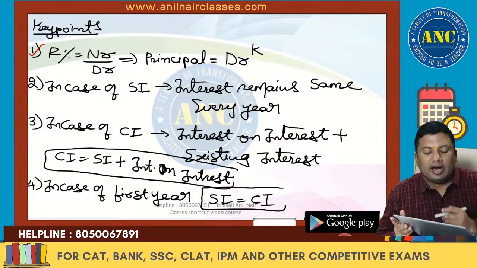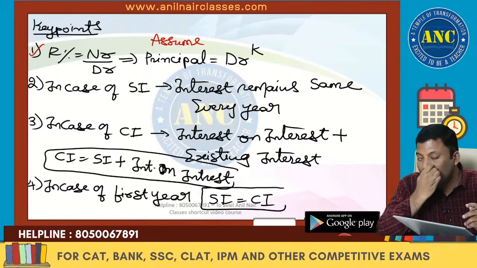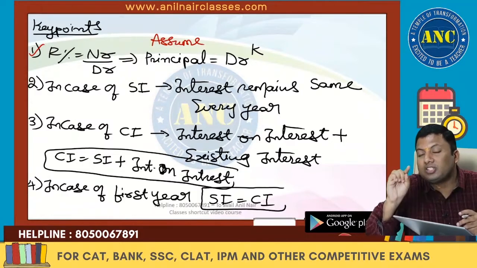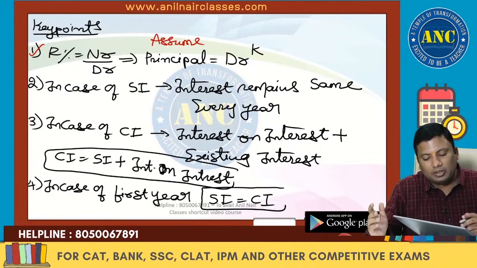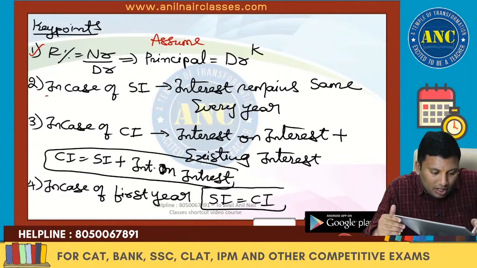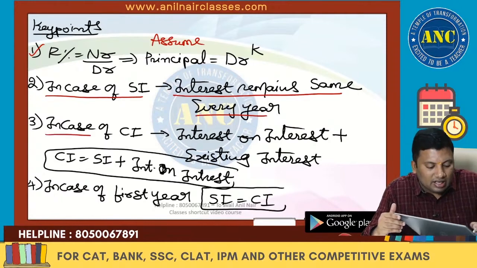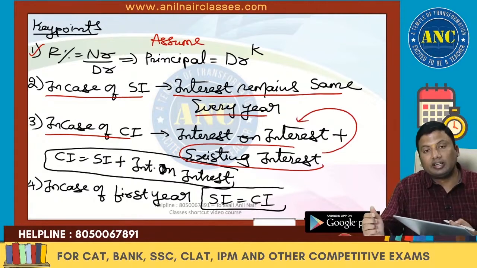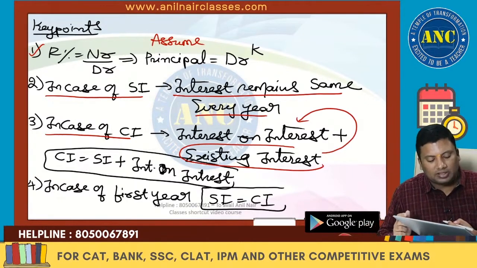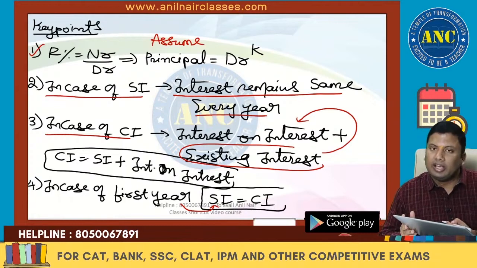R percentage, rate is numerator by denominator. Assume principal as denominator power k. This concept is used when the principal is not a multiple of the denominator in the fraction of R percentage. In case of simple interest, interest remains same for every year. In case of compound interest, existing interest and interest on interest. I will take problems and explain. In case of the first year, simple interest and compound interest are same.